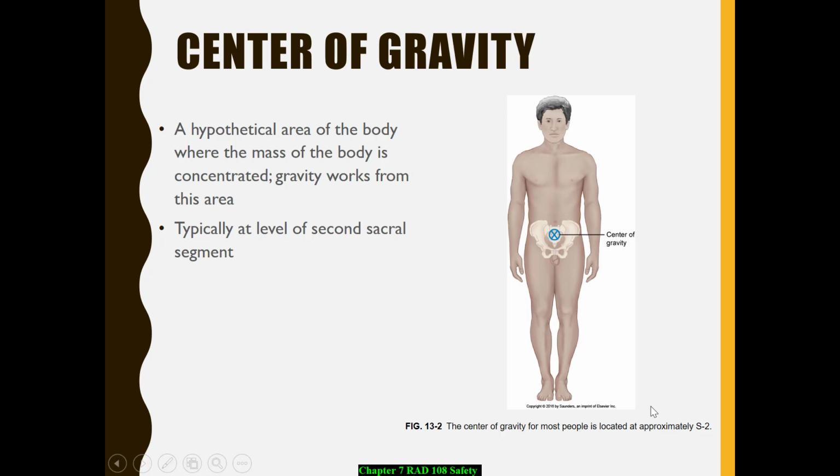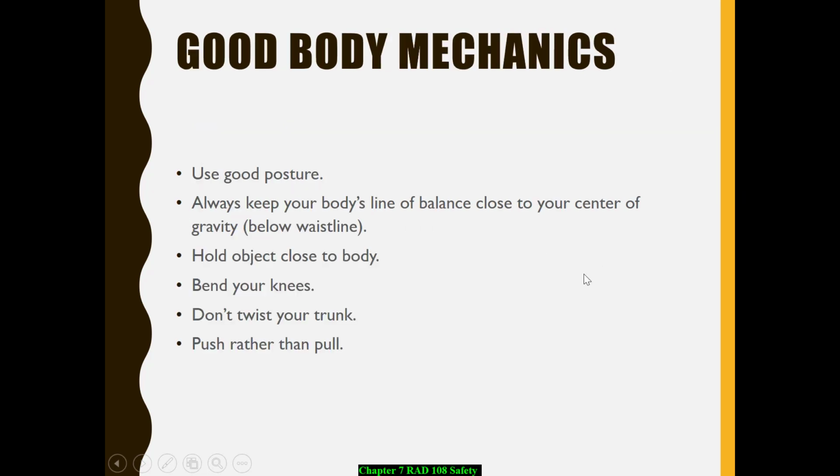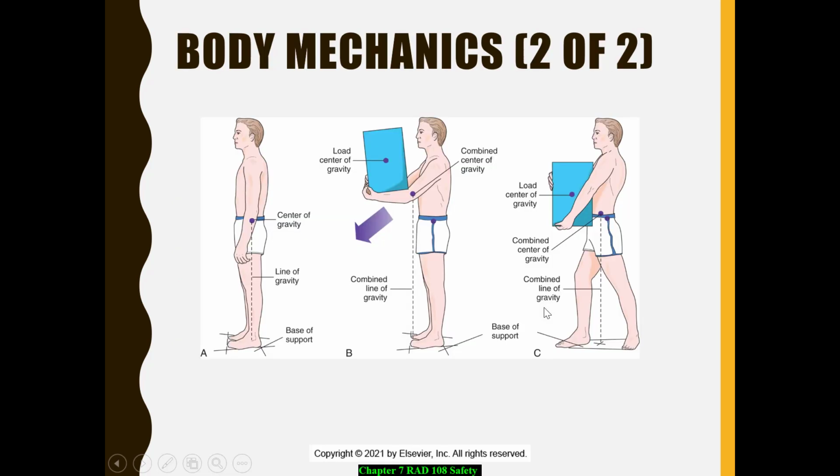Your center of gravity, you need to concentrate and make sure that you're always standing up nice and tall so that when you move, you have an easier way of twisting and turning. You want to hold any heavy objects close to your center of gravity. You want to make sure that you have good posture. Always keep your body lined and balanced. Hold that object close to your body. Bend with your knees, not your back. And don't twist your trunk. And then just remember to push rather than pull when possible.